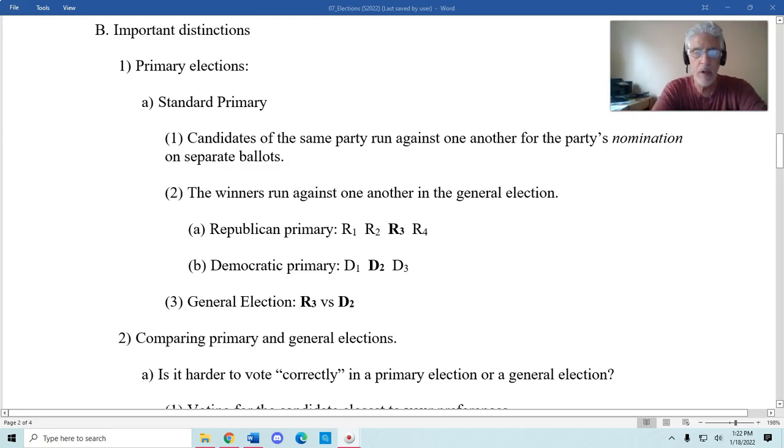In a standard primary, candidates from the same party run against one another for the party's nomination. If you win the party's nomination, then you go on to the general election. But in a standard primary, there are 2 separate ballots. So if you go to a polling station, and let's say you're a registered Republican, and you say, I want to vote, they look on your registration and they see that you're a Republican and they hand you a Republican ballot.